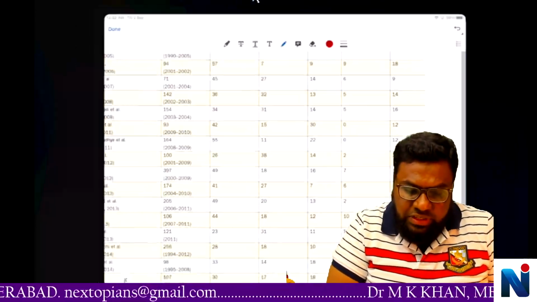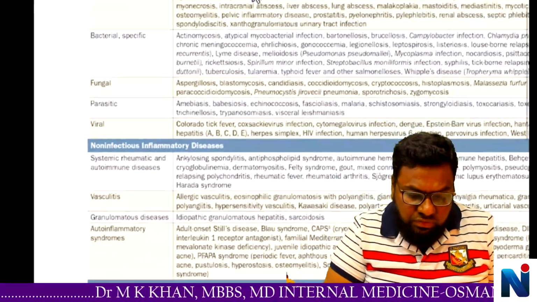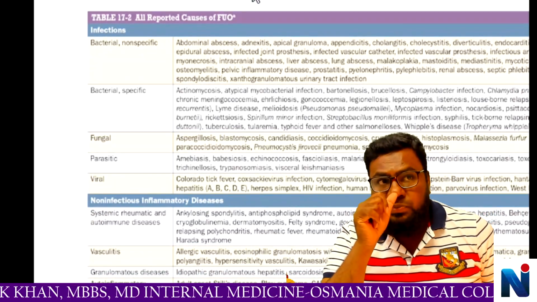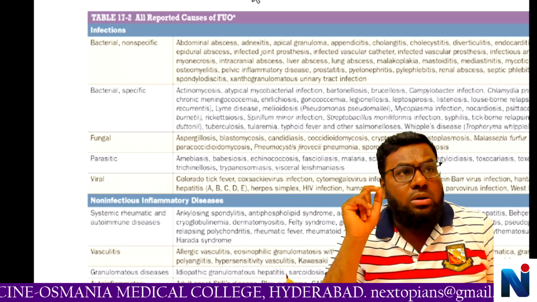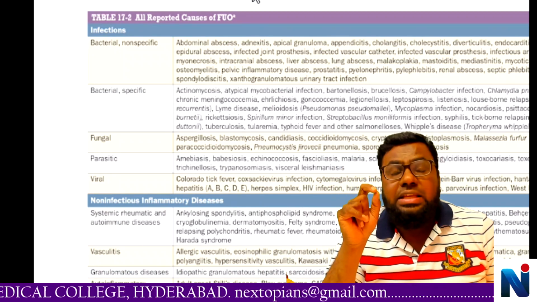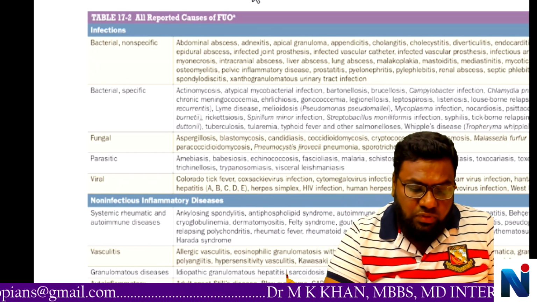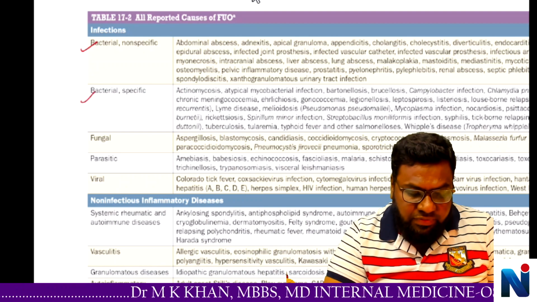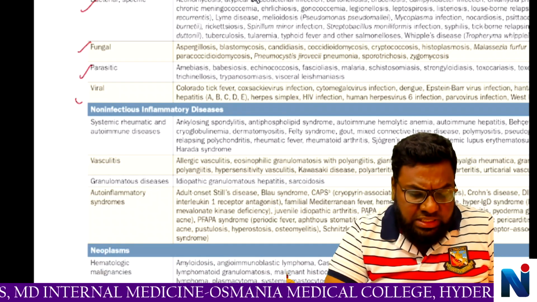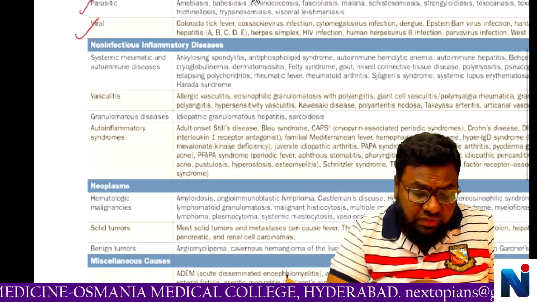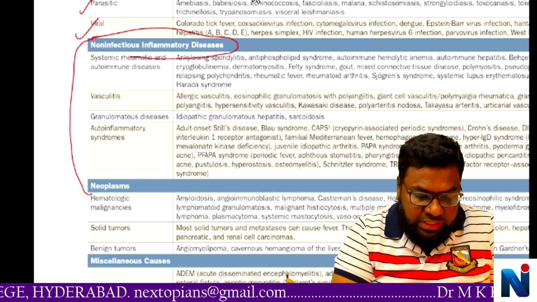Next let us talk about the differential diagnosis now. The differential diagnosis of this table, I'm expecting one question this year. Very, very important table. Please read this table and go. These are all the reported causes of fever of unknown origin. So they'll ask you what are the important bacterial causes, specific bacterial causes, fungal causes, parasitic causes, viral causes. So infectious causes I don't think they will ask you, but non-infectious in this table, this part is very, very important.